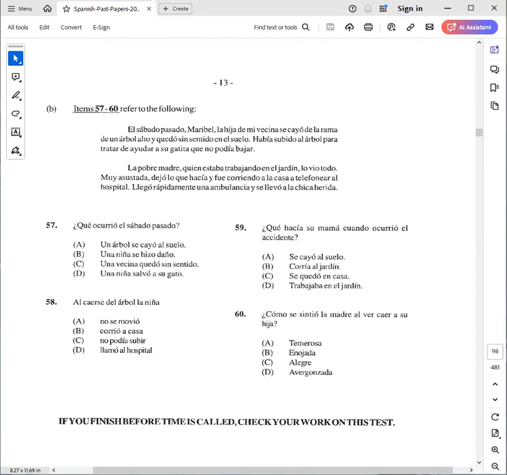And ¿cómo se sintió la madre al ver caer a su hija? So how did she feel? How did the mother feel on seeing that her daughter fell? Temerosa, she was terrified. Right, so these are the answers to the multiple choice.